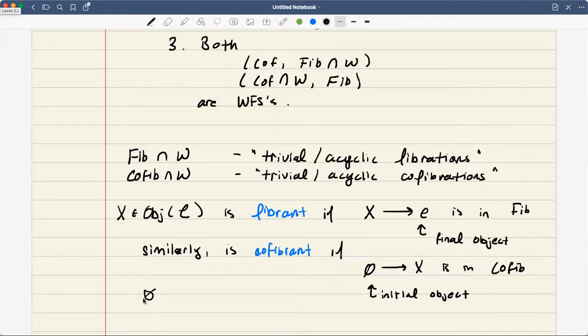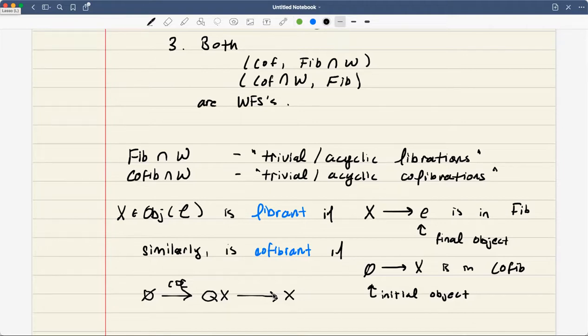Yeah, so if we have some object X, then we can always factor this initial map here where this is a cofibration. Basically what I'm saying is that you can find an object in your model category which is weakly equivalent to your original object, but which is also cofibrant.